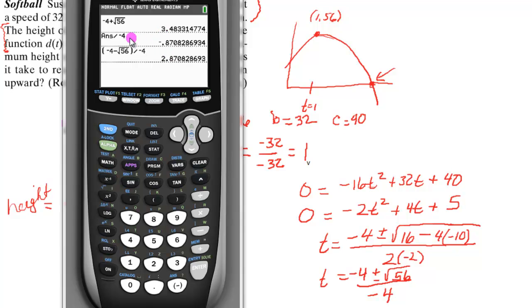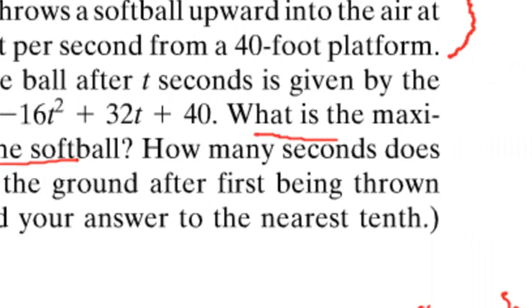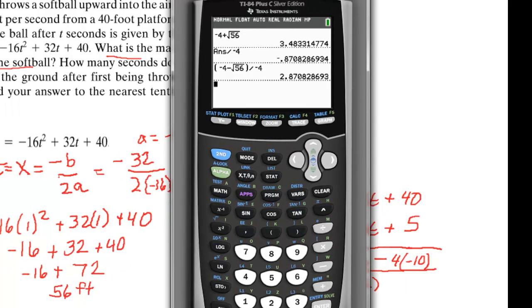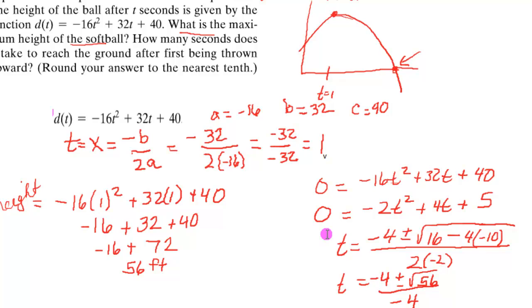So we're not going to use that answer, and we're going to come to this one, and this time I used parentheses to do it all in one step. Negative 4 minus square root of 56 divided by negative 4. And now I got 2.87. And since they want the answer in one decimal place, then we round up to 2.9 seconds. So the answer to part 2, t equals 2.9 seconds.